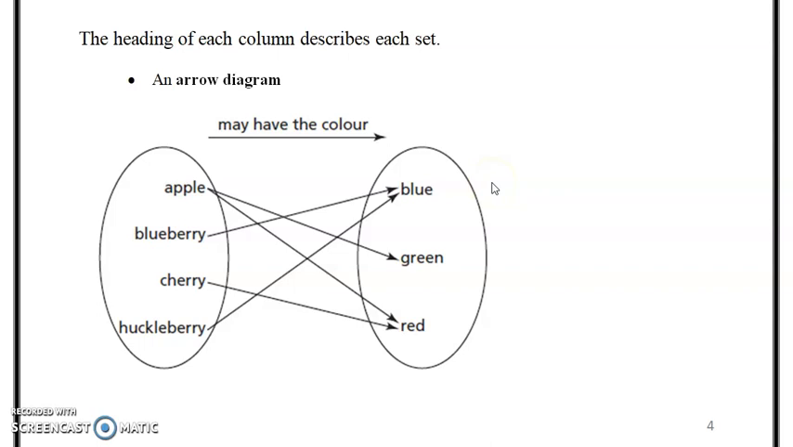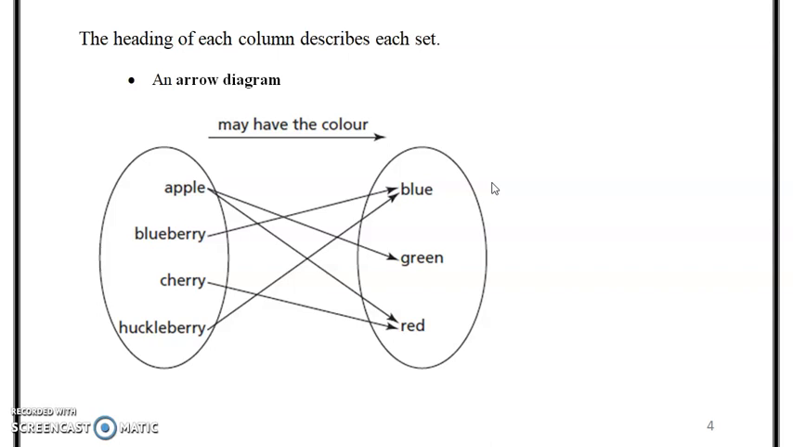We can also represent this data, these sets, using what's called an arrow diagram. So I didn't put the apple in twice, and I didn't put the colors red and blue in twice. In the left column of the arrow diagram, we have apple, blueberry, cherry, huckleberry. I know we had five entries because we had the apple twice, but we don't need to repeat it. And the same with the colors in the second column. We have blue, green, red. Now I know we had two blues and two reds, so we just have the arrows. And what you do is you put an arrow from one to the other, right?